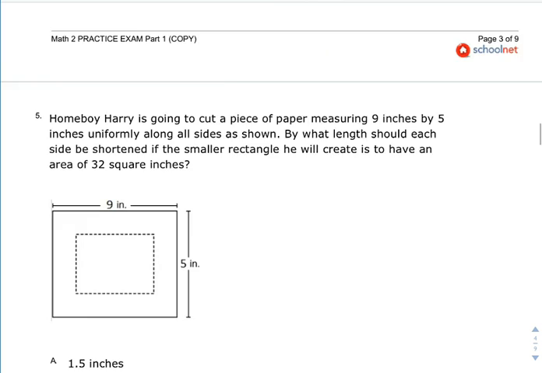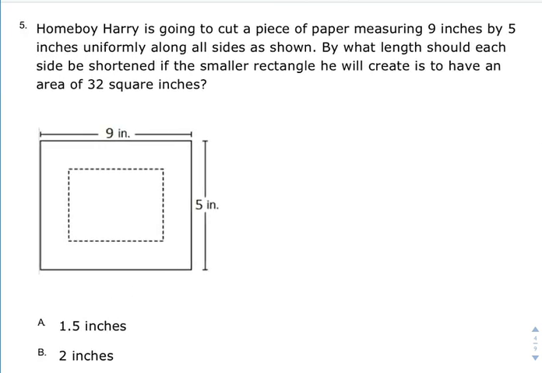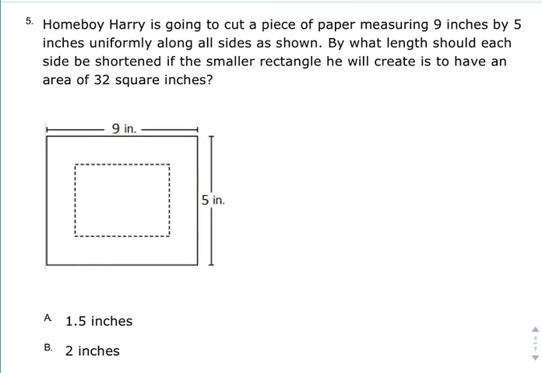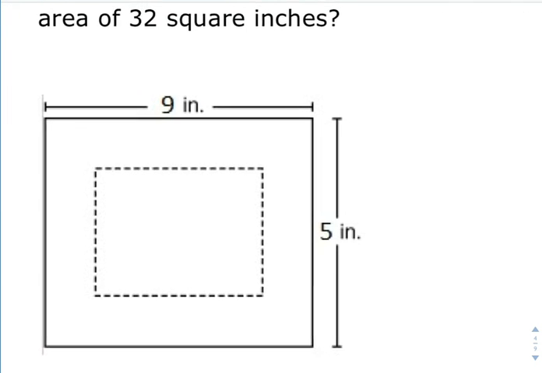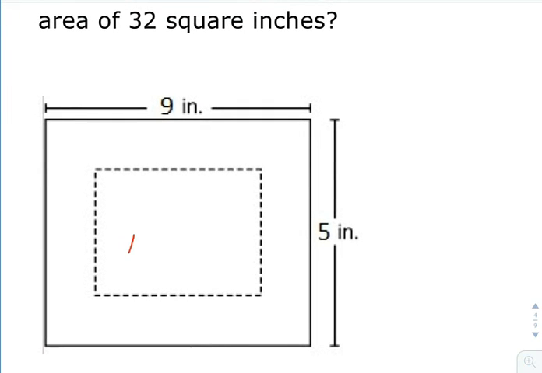All right, great. 5. Homeboy Harry's going to cut a piece of paper measuring 9 inches by 5 inches uniformly. By what length should each side be shortened if the smaller rectangle he will create is to have an area of 32 square inches? All right. So he wants the area of this little piece here to be 32 square inches. Cool. So we need to figure out a little algebra here.